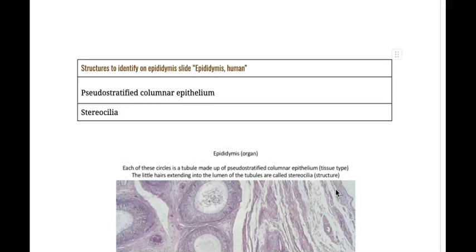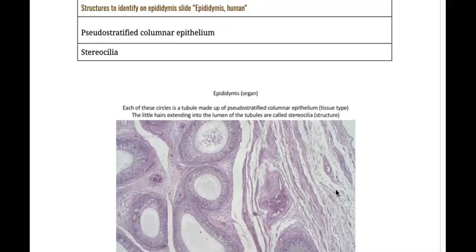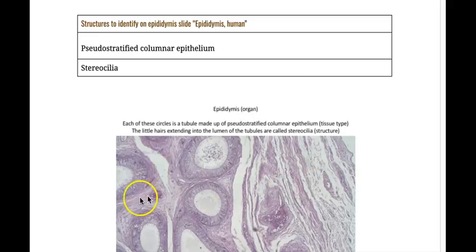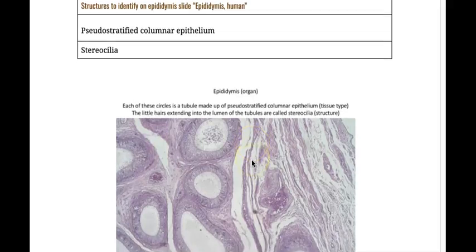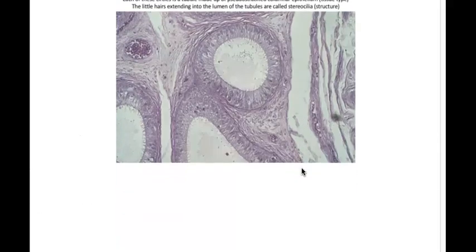From the testes, the sperm cells will travel to the epididymis. The main things that you need to know is one, that it is the epididymis, that the cells are pseudostratified columnar epithelium, and that these cells have something called stereocilia. So again, there's lots of little tubes in the epididymis. And normally you can kind of see this, but there's these little hairs that are extending into the lumen. Those are the stereocilia. It's a little bit more of a zoomed in image so you can see that a little bit better. All those little hairs are the stereocilia.